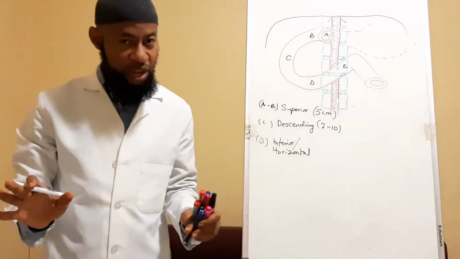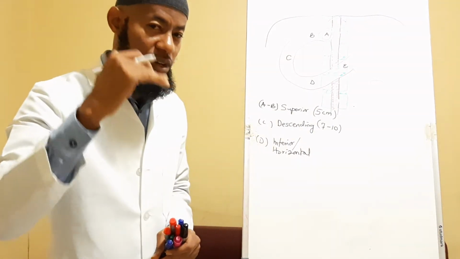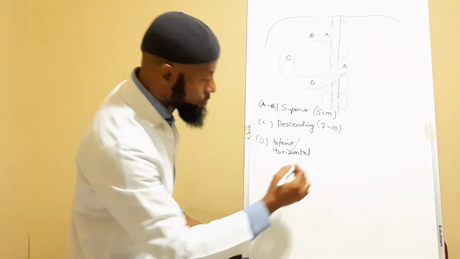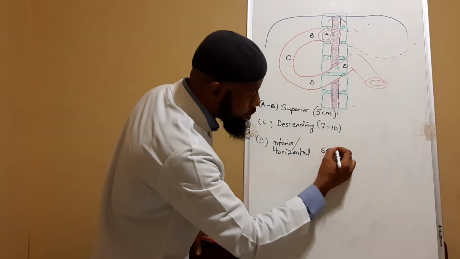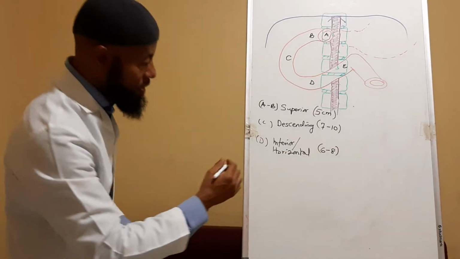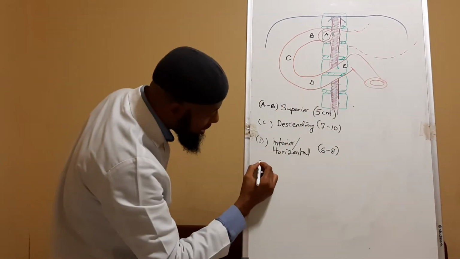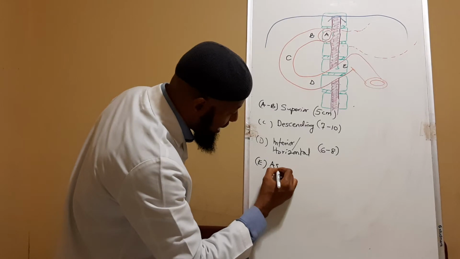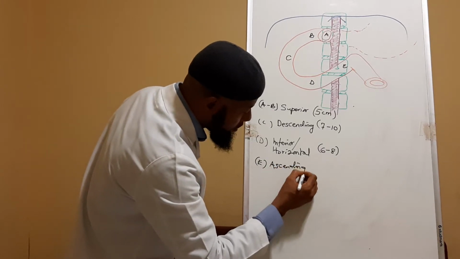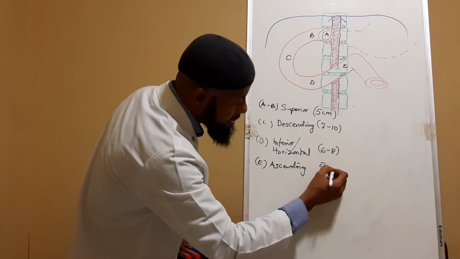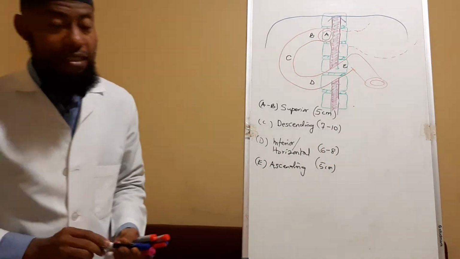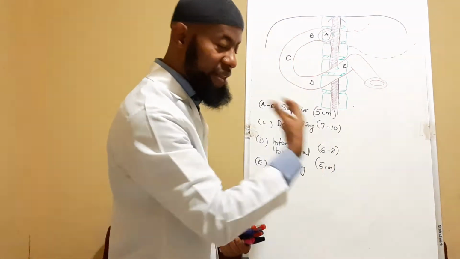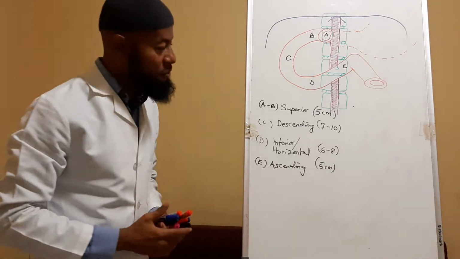And I hope we're all following this clearly. I'm going to take it step by step so that you understand these basic things. This is usually 6 to 8 centimeters in length. And then E is the ascending part of the duodenum, which is also 5 centimeters in length. It's important that you all know this, have it at the tip of your finger.